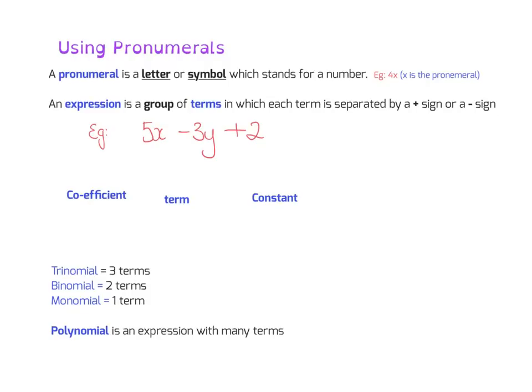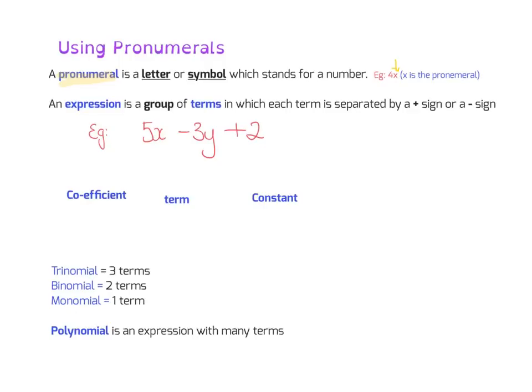Okay, so today we're starting the new topic, expanding and factorising, which is going to be using algebraic expressions. So we're going to look at a few terms. The first one we're going to look at is pronumerals. A pronumeral is a letter or a symbol which stands for a number. In the example there, x is the pronumeral, so it's a letter used to represent something.